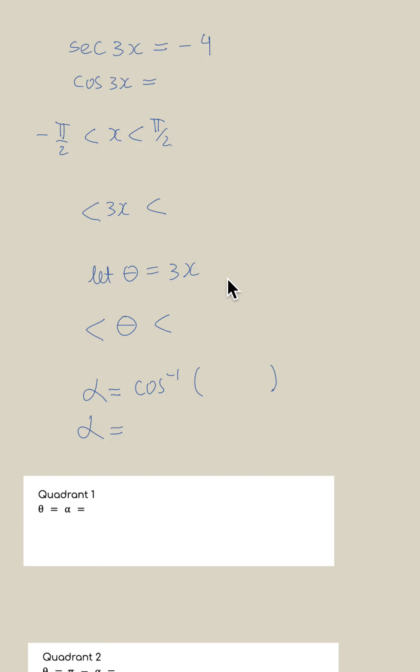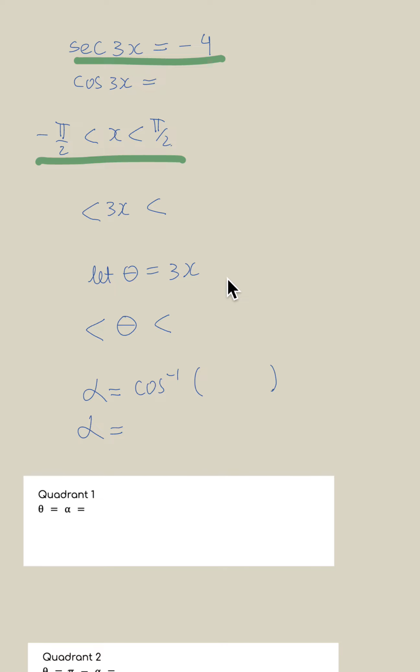We are going to do a simple question about the trigonometry ratio or trigonometry function. The question is given here, a simple one and only one for this video. Secant 3x is equal to -4, and the range of values of x is given from negative pi over 2 to pi over 2. Then you are asked to find the values of x.